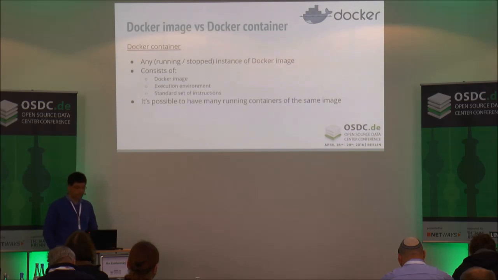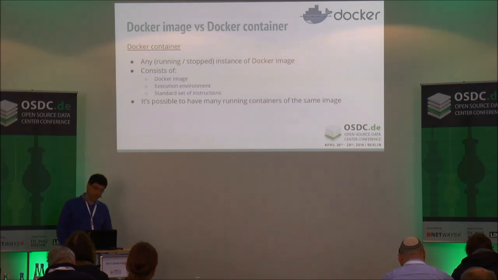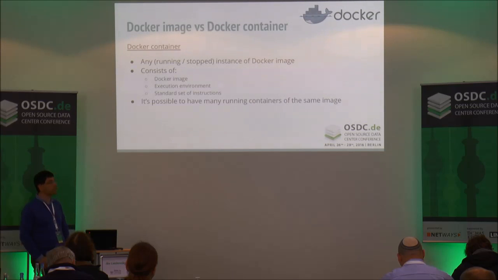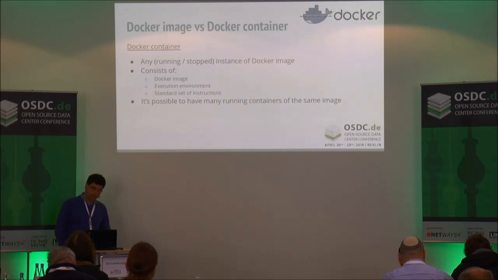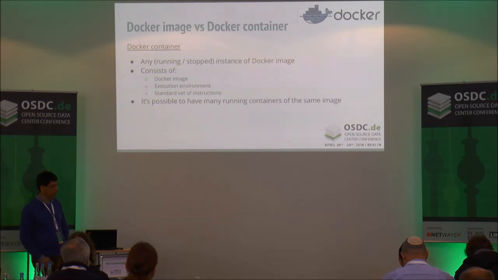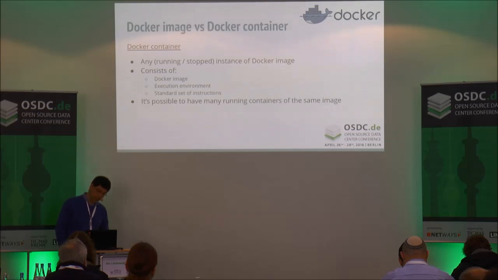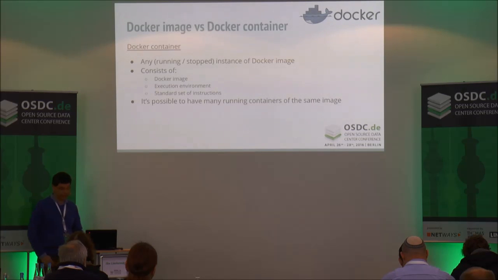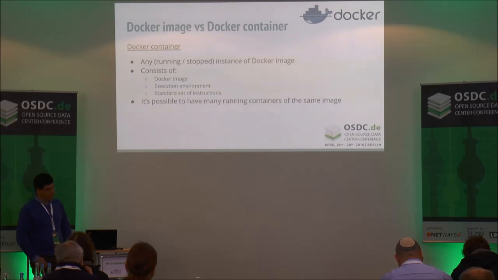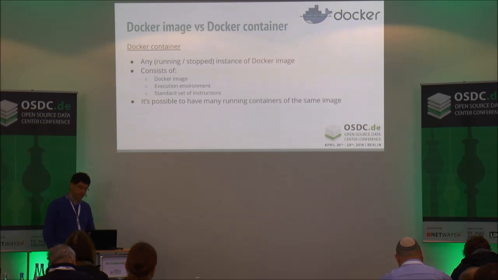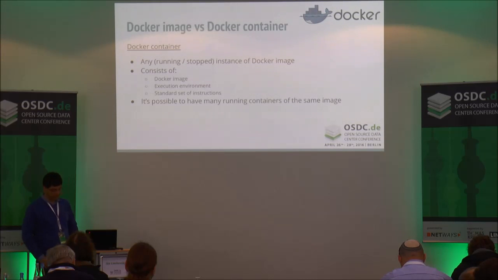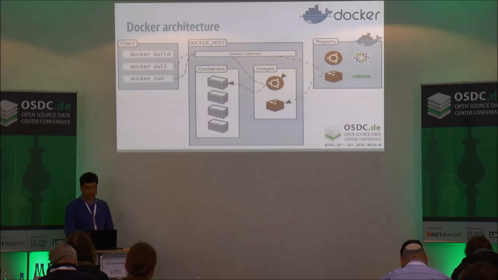On the other hand, the container is already an instance of the image. Should I use the analogy of object-oriented programming? We can compare it: images are classes and the containers are the actual instances of them. The container consists of the image, the execution environment, and the set of instructions that were used to create the image. It's possible to have many instances, many containers, of the very same image.